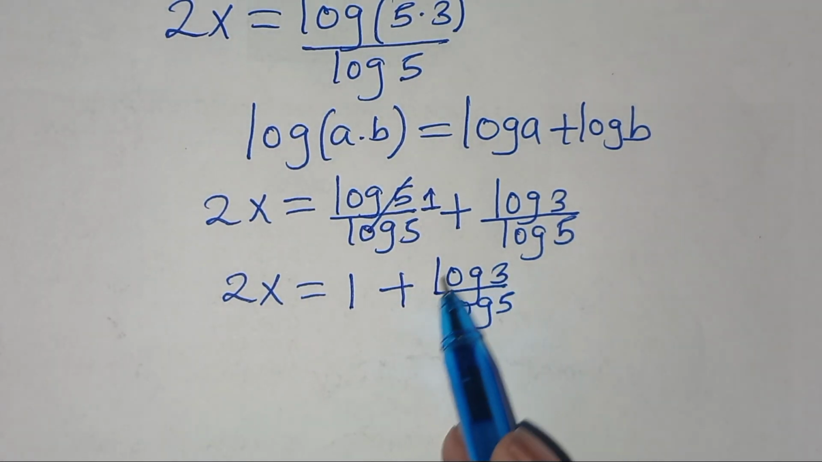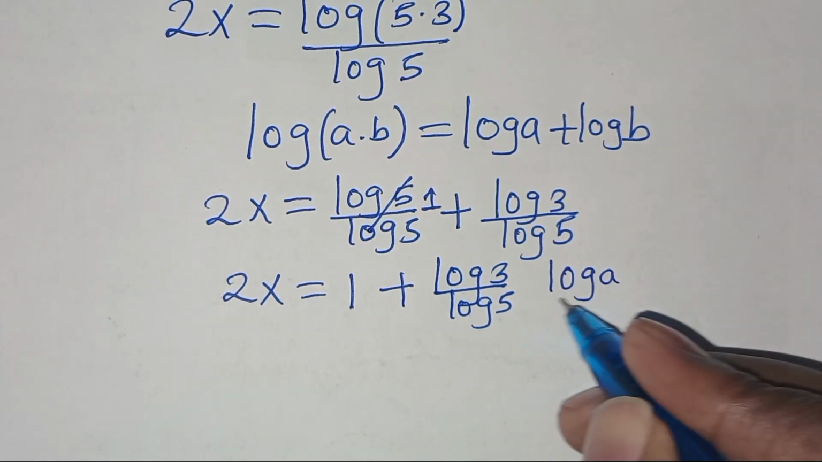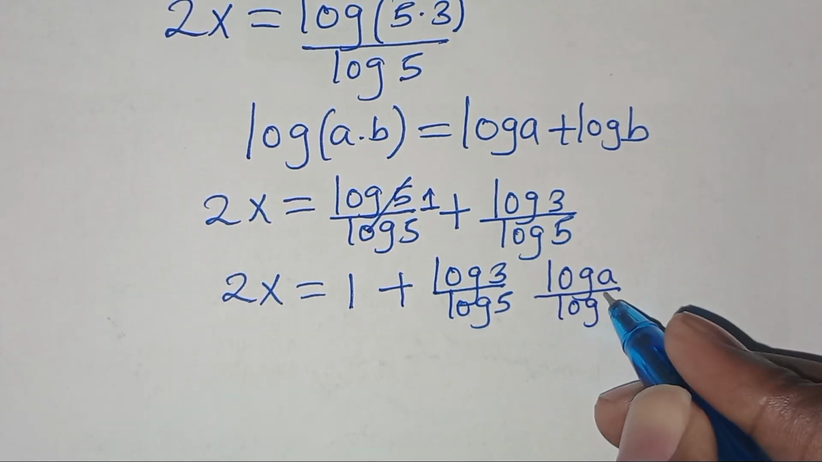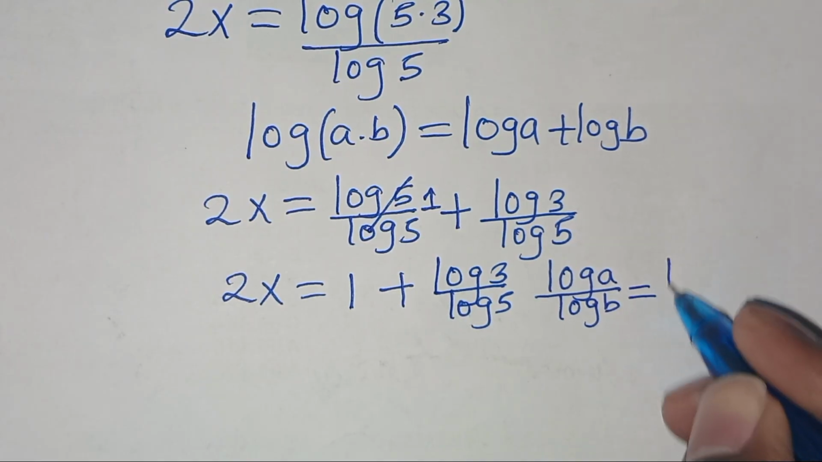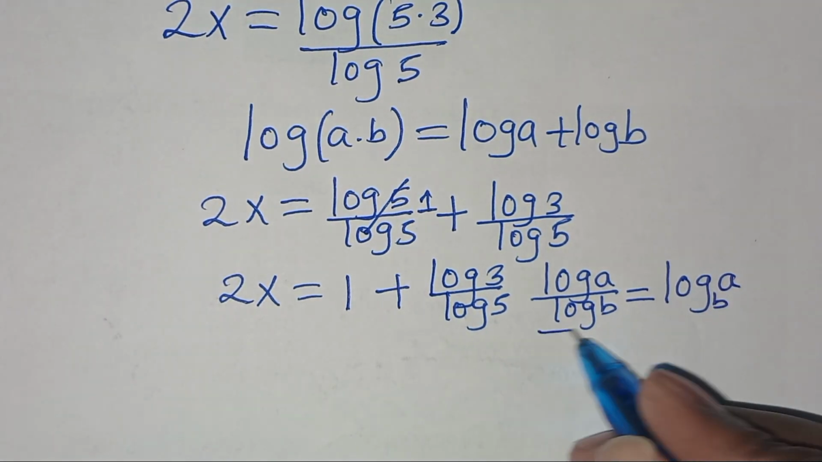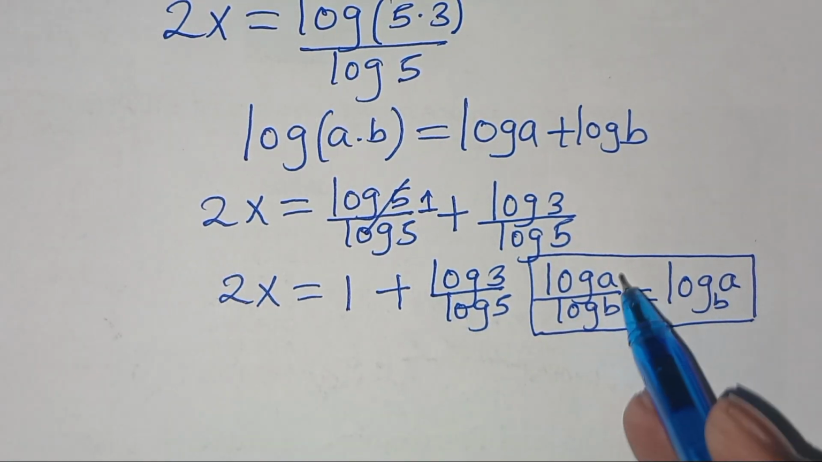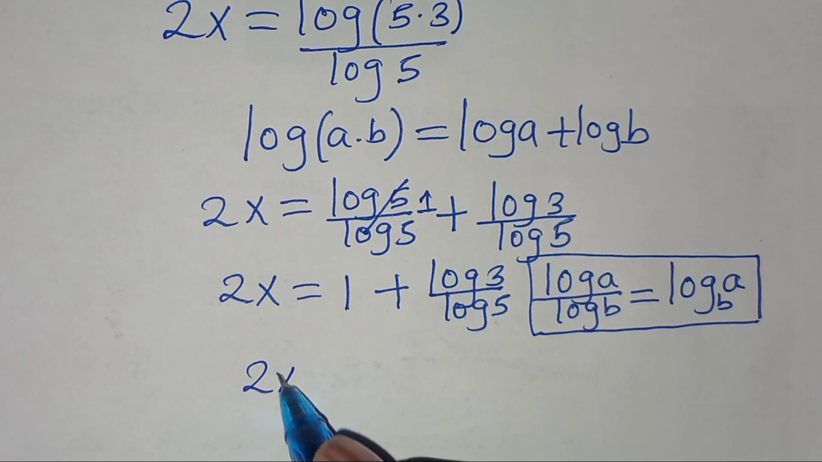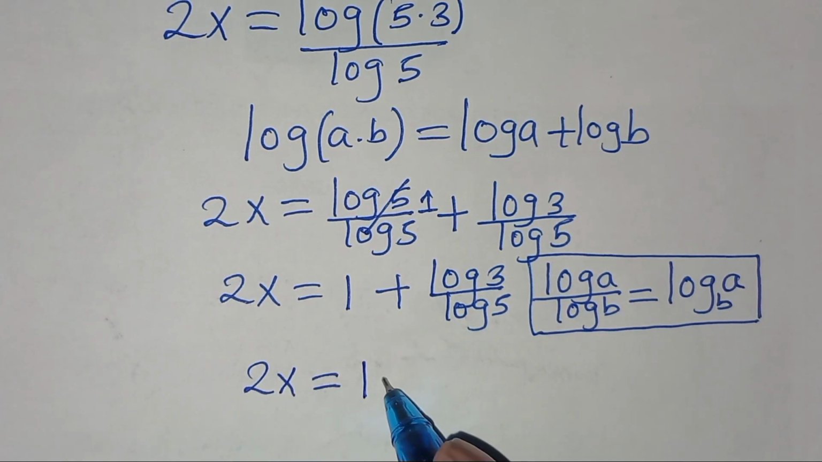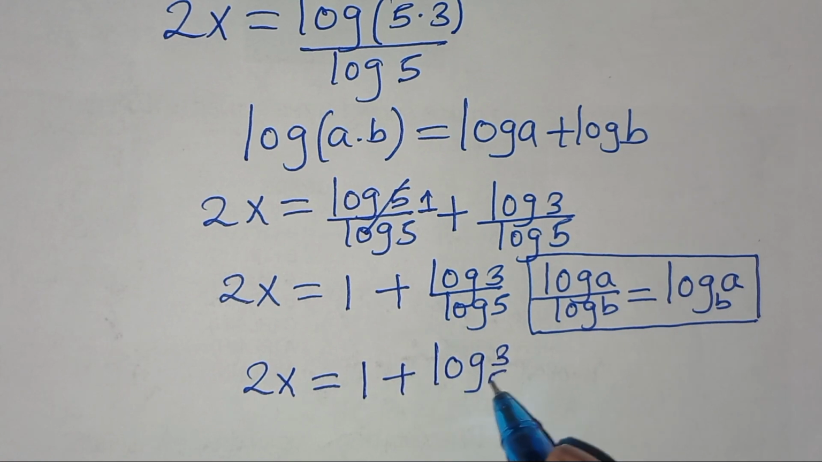So the next step is that log 3 divided by log 5 is in the form of log A divided by log B, which you can express as log A to base B. Now applying this logarithm property, it follows that here we have 2x equal to 1 plus log 3 to base 5.